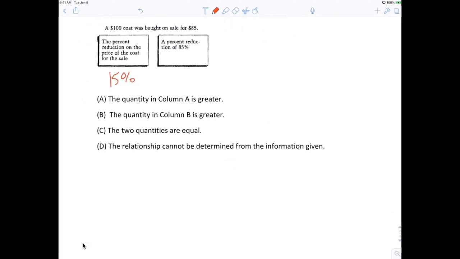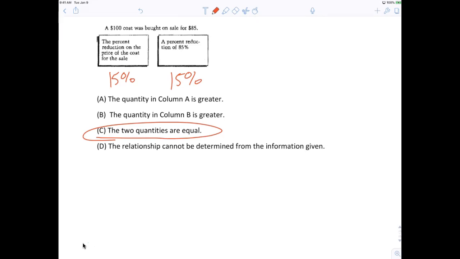All right. Now, if you reduce something by 85%, what is left? 15. That's right, 15%. So what's true about these? They're equal. All right, the two quantities are equal. There you go. Good with that?